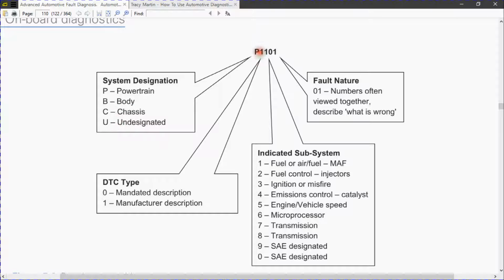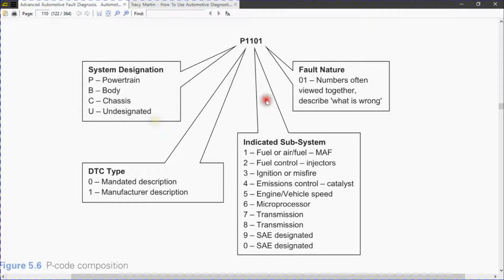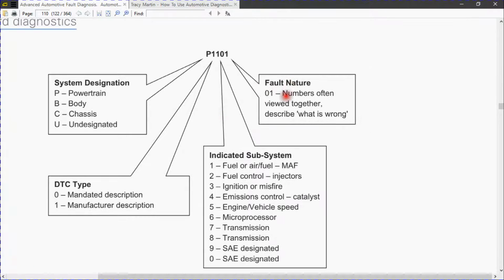There are many letters; here four are mentioned: powertrain, body, chassis, and undesignated. Okay, undesignated, fine. Then fault nature: the numbers are often used together and describe what is wrong. Numbers, okay, 0 1.